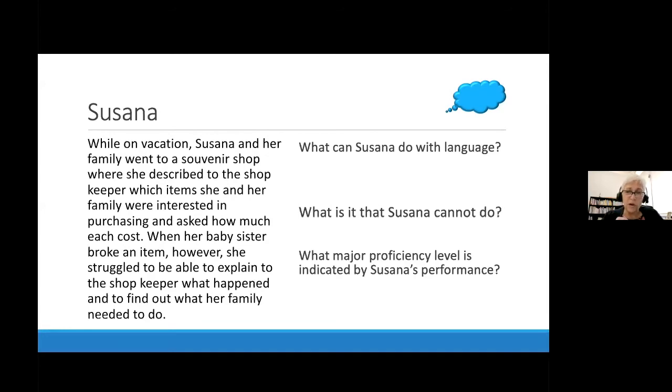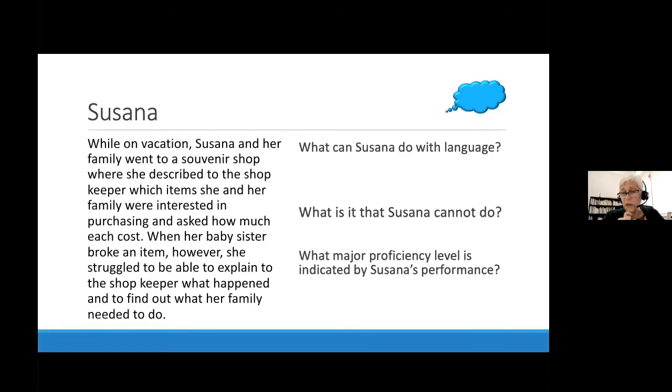So let's get started. Susanna, while on vacation, your student Susanna and her family went to a souvenir shop where she described to the shopkeeper which items she and her family were interested in purchasing and asked how much each cost. When her baby sister broke an item, however, she struggled to be able to explain to the shopkeeper what happened and to find out what her family needed to do.